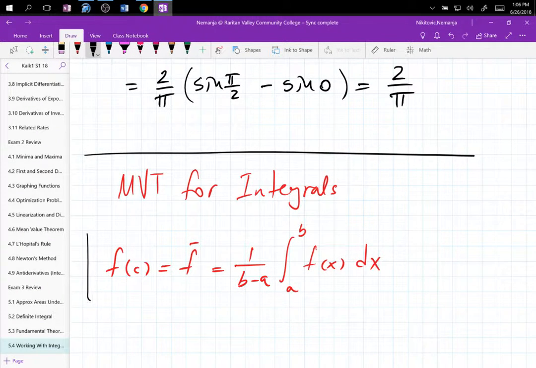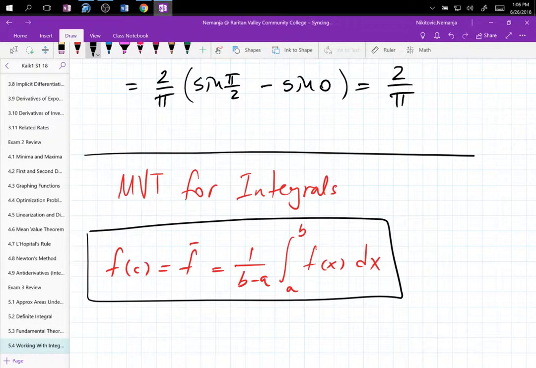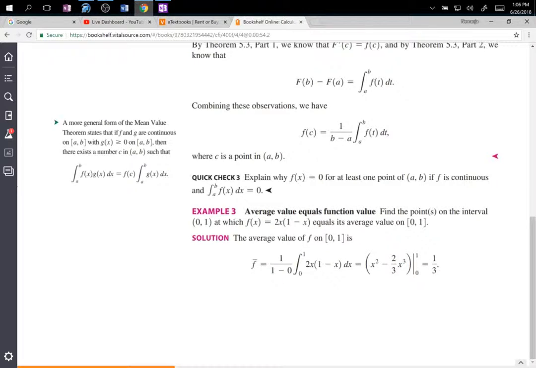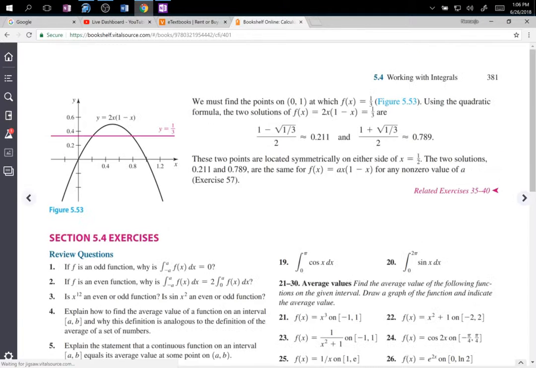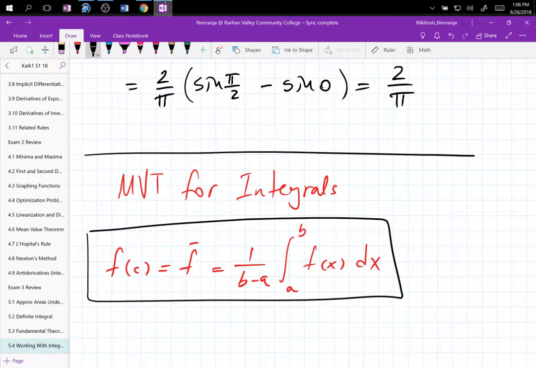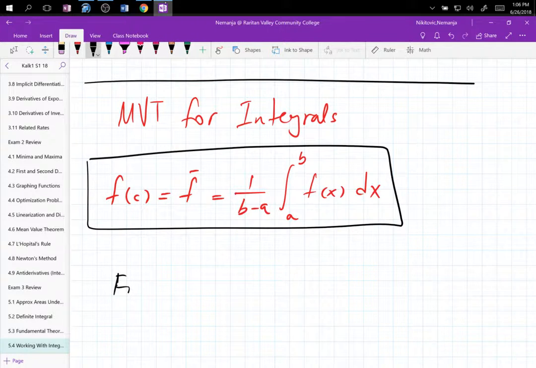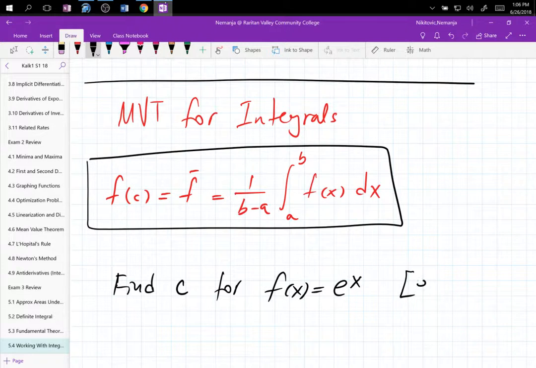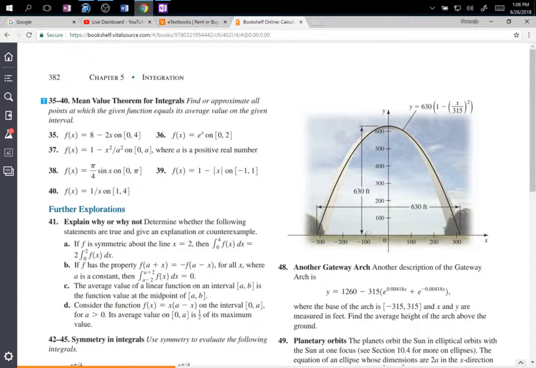So maybe let's go hunt for the problem and call it a day. Mean value theorem for integrals. Let's just do e to the x on 0 to 2, quick. Find c for f of x equals e to the x on 0 to 2. I forgot what the problem number is for that. That's problem 36.